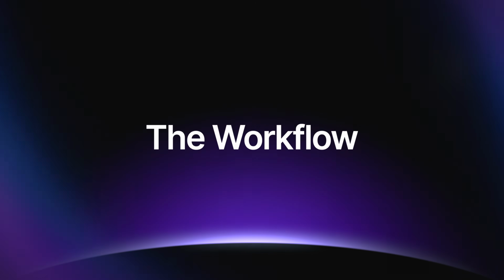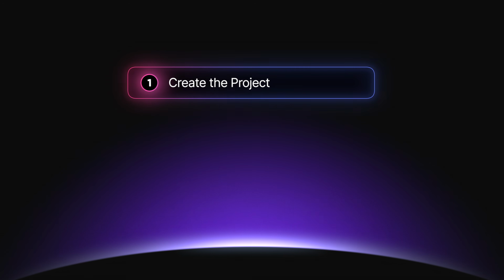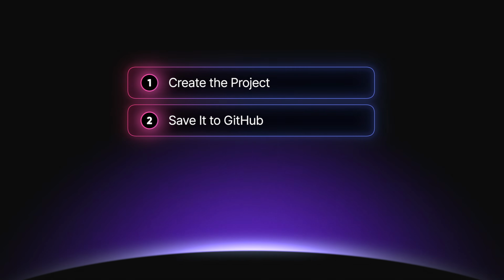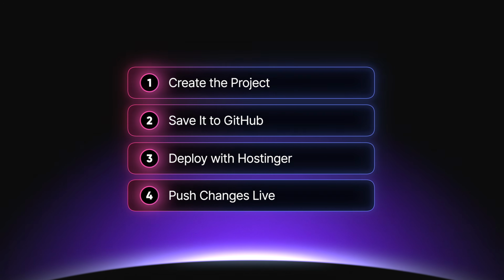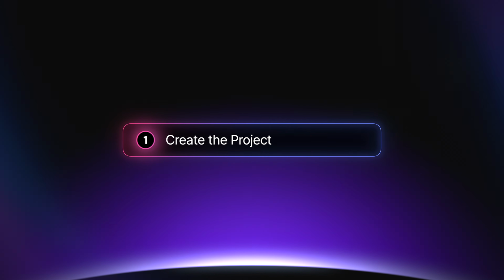The workflow is simple. First, we create the project. Then we save it to GitHub. Then we deploy it with Hostinger. And finally, we push changes live. Step 1. Create the project.